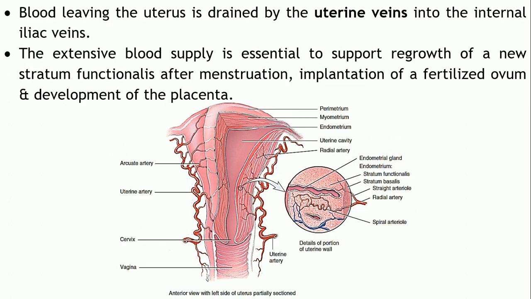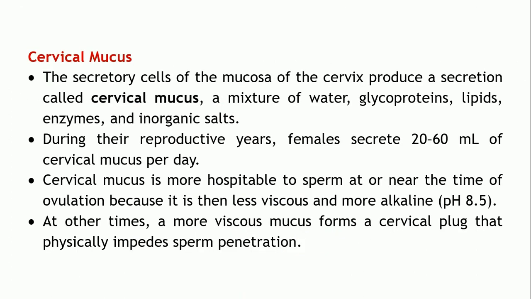Then the blood will leave the uterus through the uterine veins, which in turn drain into the internal iliac veins. So there is an extensive blood supply, which is essential for the regrowth of the stratum functionalis after menstruation. Also, implantation of the fertilized ovum takes place, and development of the placenta should take place. So for all this, the uterus is richly supplied by blood. Okay, so this has to do with the uterus.